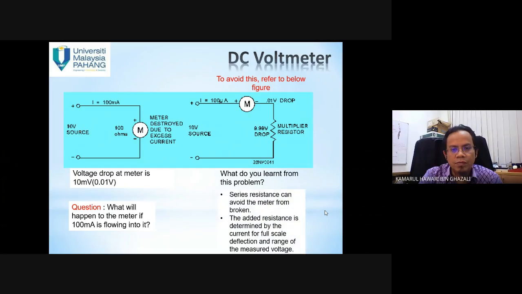What do you learn from this problem? Series resistance can protect the meter from breaking, so you have to put in a resistance so that you can control the current. The added resistance is determined by the current for full scale deflection and the range of the measured voltage. So we need to have this current in order to protect the meter from damage. To avoid this, refer to the figure below.